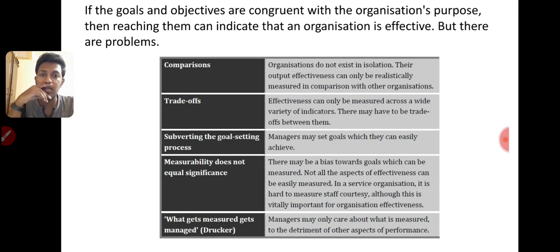What gets measured gets managed. Managers may only care about what is measured. That's why if they achieve the 25% profit margin, they stop earning more. So next month again 25%. They stick to these quantification measures. They don't look at quality, as long as sales are okay. That's why the goal approach also affects the environment. They don't see the health of the people, the health of the employees. That's all they care about.